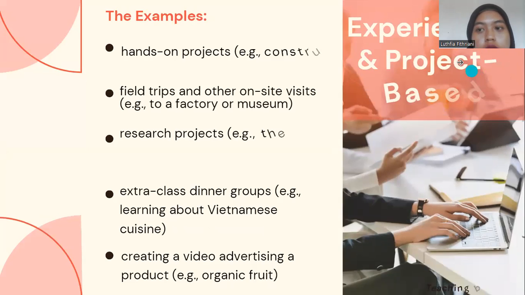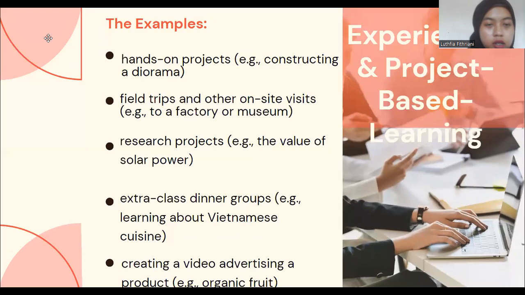There are some activities based on project-based learning that can be applied in a classroom. First, hands-on project, such as constructing a diorama. The second, field trips and other on-site visits, for example, going to a factory or museum. The third, research project, for example, the value of solar power. The fourth is extra-class group dinner, for example, learning about Vietnamese cuisine. And the fifth, creating a video advertising a product.